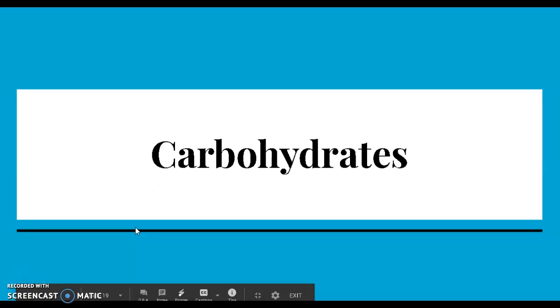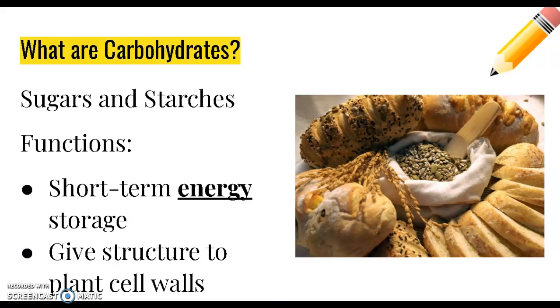We have the carbohydrates. Carbohydrates are sugars and starches. Their function is to provide short-term energy storage. So, for example, the energy that you are using right now is a carbohydrate. And often you might hear of people before they run a marathon, they do something called carbo loading, which basically means they eat a whole bunch of pasta and bread the night before they run a marathon, so that way they have energy to last them the next day as they run the race.